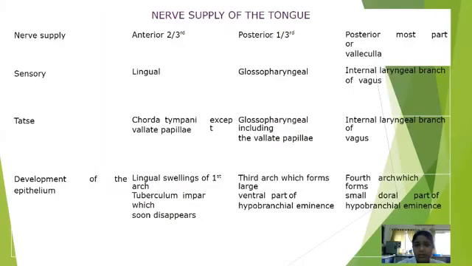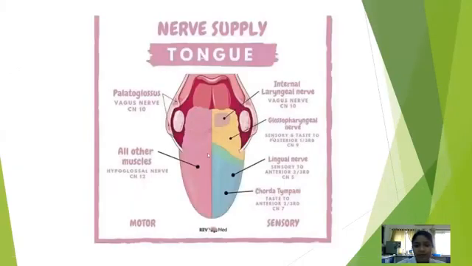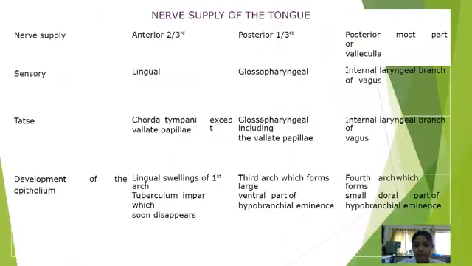For the posterior one-third, glossopharyngeal, including the vallate papillae. The posterior-most part or vallecula, internal laryngeal branch of the vagus, same vagus nerve. So how is the development of the epithelium? The lingual swellings of the first arch and the tuberculum impar, which soon disappears. For the posterior one-third, third arch; for the posterior-most part or vallecula, it is the fourth arch.